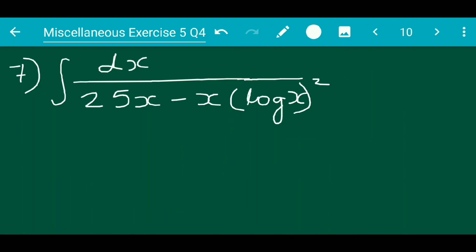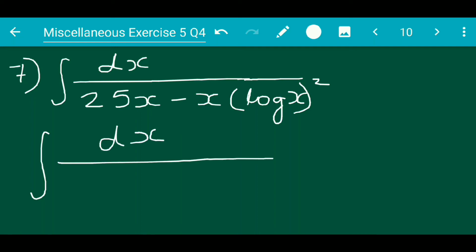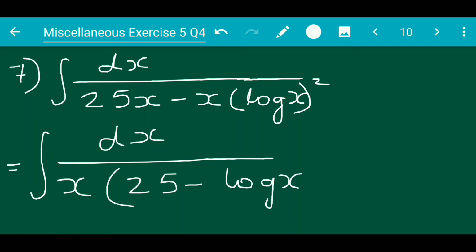The seventh sum. Now in the seventh sum, the question is dx upon 25x minus x into log x the whole square. Now suppose we take x common over here. The question becomes dx upon x into 25 minus log x the whole square, because we are taking x common.